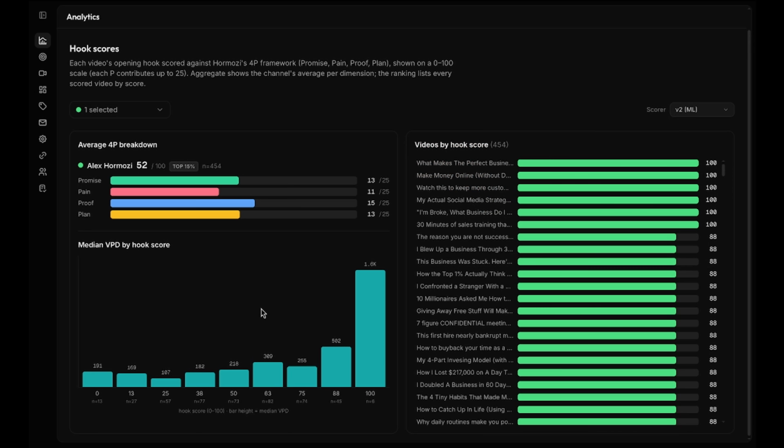I have no idea. The more interesting finding is how his scores on the 4P hook formula correlate with views on his channel. So if we look at his scores here, we compare these to views per day, or VPD. So across the axis here at the bottom, we have his hook scores binned. So this bin here would be scores that were a perfect 100. This bin here would be scores that were an 88, and so on down. The number at the top of the bin is the median VPD, or views per day.